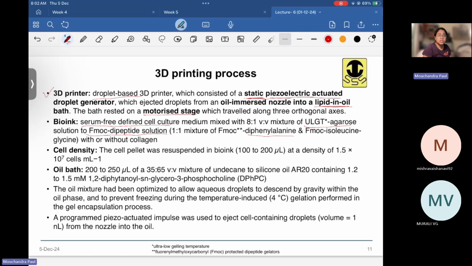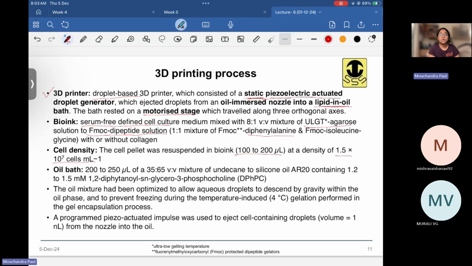What cell density did they use? So they suspended around 1.5 into 10 raised to the power 7 cells per ml. So in the order of 10 raised to the power 7 cells, all right, in a very small volume of bioink, that is 100 to 200 microliter, right? So the cell density is quite high in the overall bioink solution.